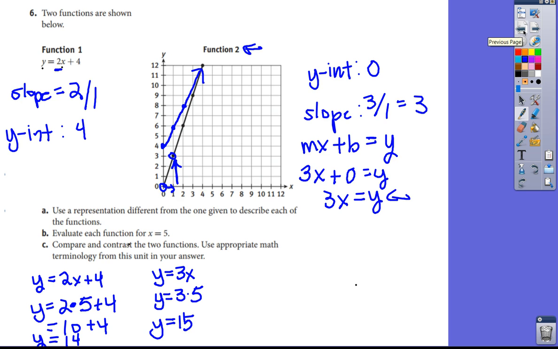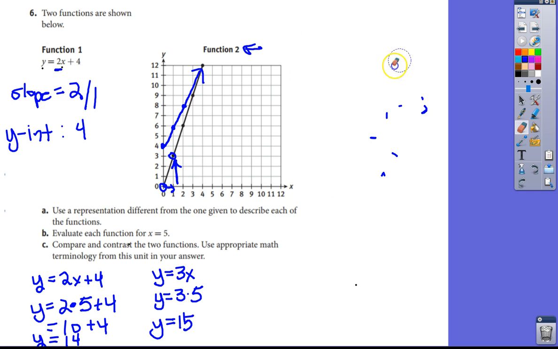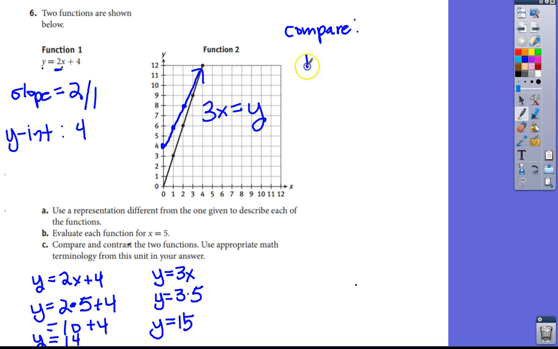All right, let's go back. I'm going to see if I can clear some of this so I have some more space. That way we can keep it on the same page. Okay. All right, so now we've got our graph there. We know that this equation is 3x equals y. All right, so for our compare, okay, they both have positive slopes. If you want to get really fancy, that's called a positive correlation. You don't need to know that. That's just an extra fancy tip.